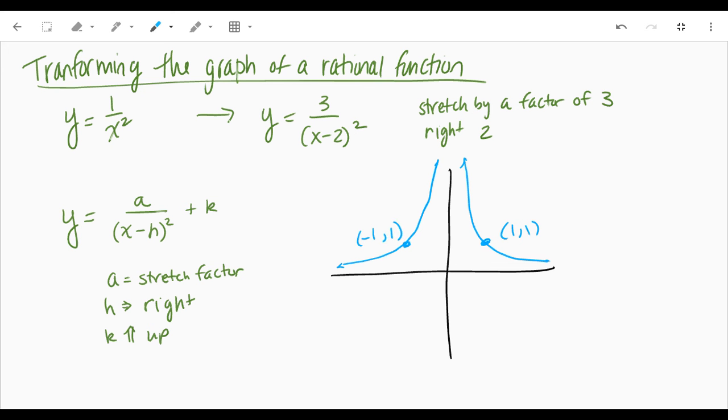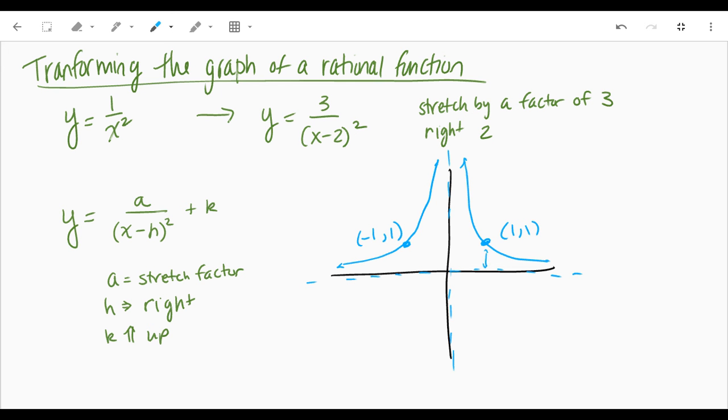Okay, so the first thing that you're going to do is move it to the right 2 units. I'm just checking here to make sure that that's what they want you to do. Looks like it. Okay. So I'm also going to draw in the asymptotes. We're going to move it to the right 2 units, and we're also going to stretch it by a factor of 3. Now, some kids get confused on that stretch factor.